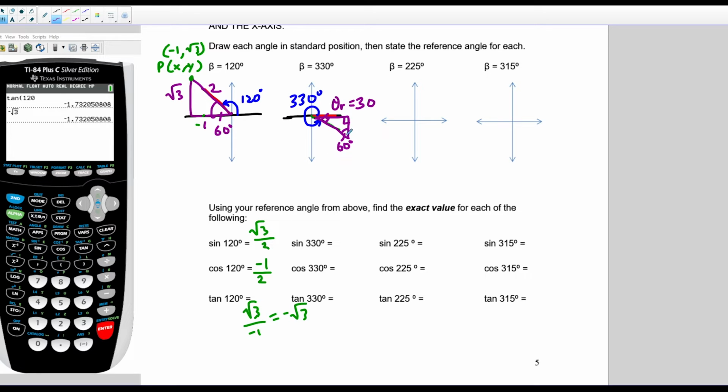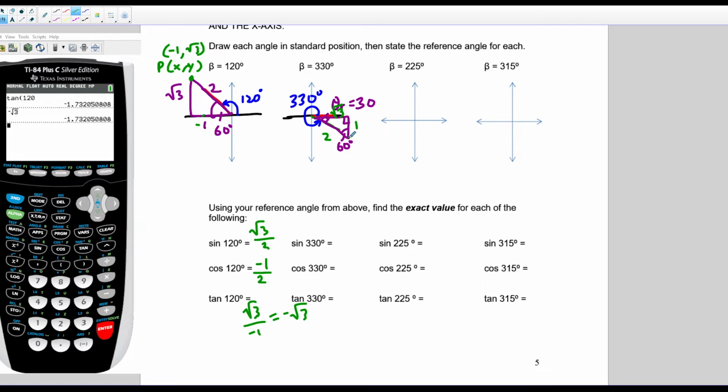And let's label our 3 sides. We know that this bottom leg of what's usually an upright triangle is going to be 1. Our hypotenuse is going to be 2. And this long side of our triangle is going to be square root 3.